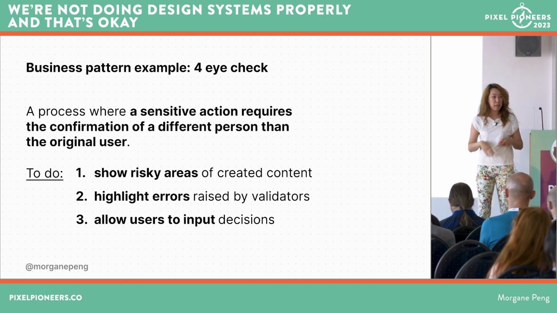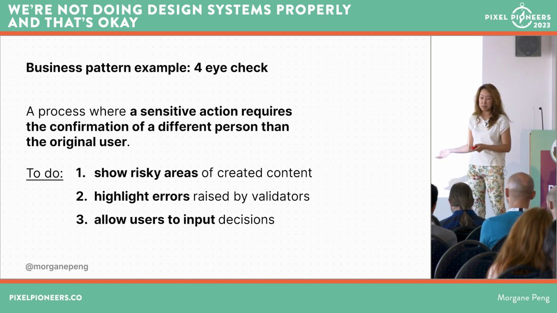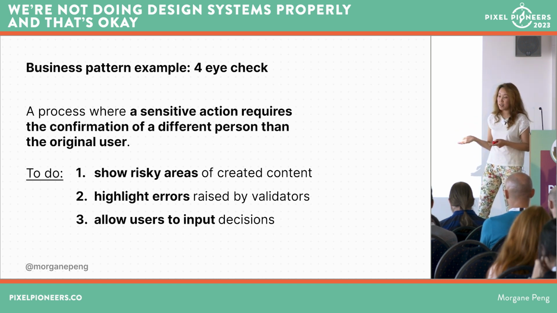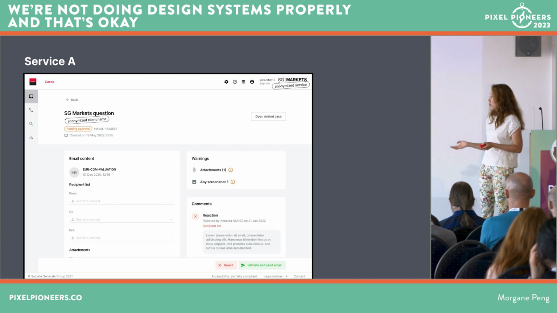And we have it in a lot of places. It can be in a trading tool, it can be in a cash management tool, it can be in a risk tool. So we have it a lot across all our services. And so for this pattern to work, we need to show the risky area of the content, highlight the error raised by the validators, and allow users to input their own decision. So visually, that could look something like this.